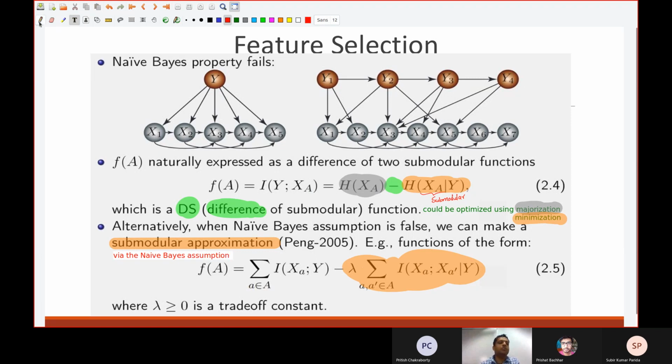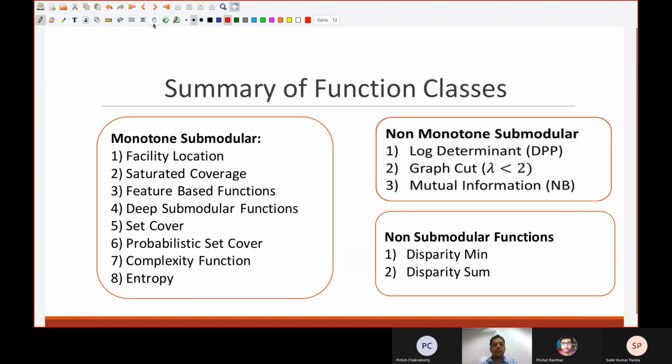However, the submodularity of entropy doesn't require any of these assumptions. Entropy is always submodular. Discrete entropy is always submodular. Okay, so we have some monotone submodular functions. Some of these we have seen, and we have enough motivation now. Non-monotone submodular: graph cut, mutual information. By the way, mutual information is submodular under those assumptions, but it's not monotone.